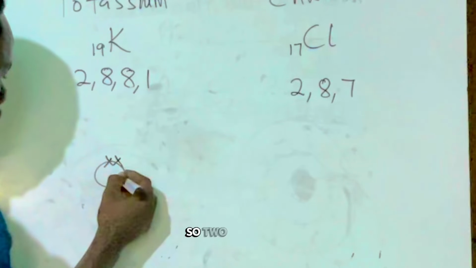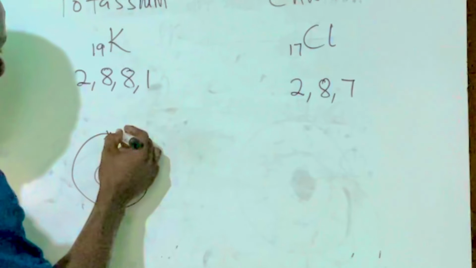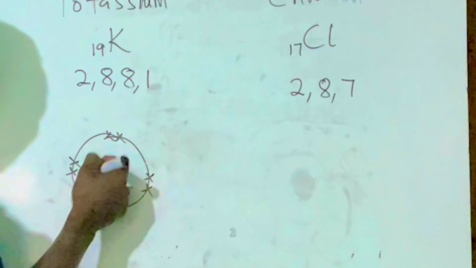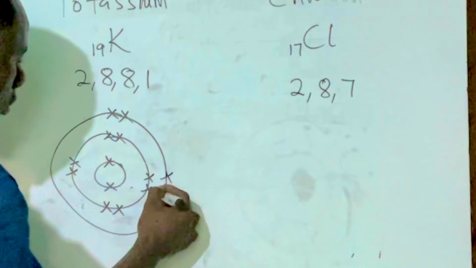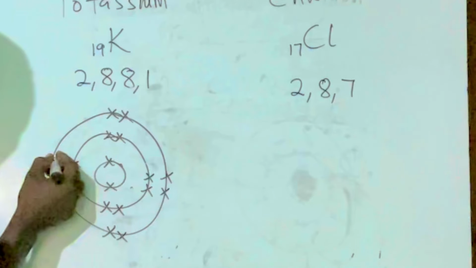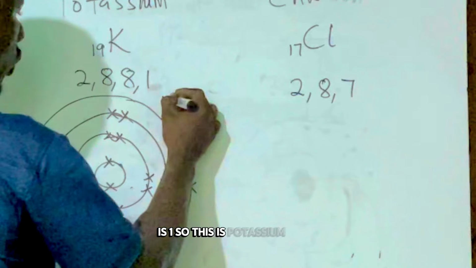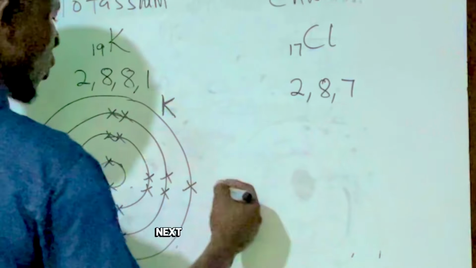So 2, 8, 2, 8. Next one is 8. And the next one is just 1. So this is the potassium atom. Next one is chlorine. So 2, 8, 7. We draw for 2, 8, 7.